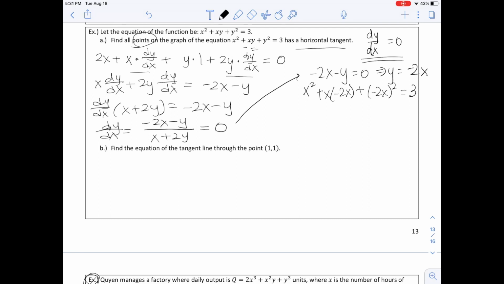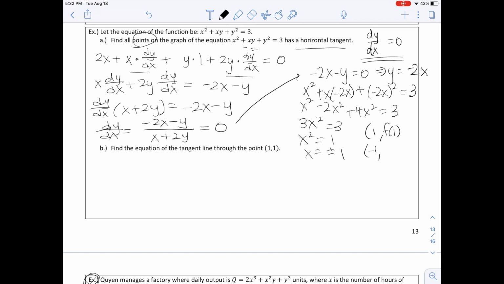Going ahead and simplifying this, we have x squared minus 2x squared plus 4x squared equals 3. And combining our like terms, we have 3x squared equals 3, or x squared equals 1, or x equals plus or minus 1 when you take the square root on both sides. And so we have two x values. We have 1 and we have negative 1.